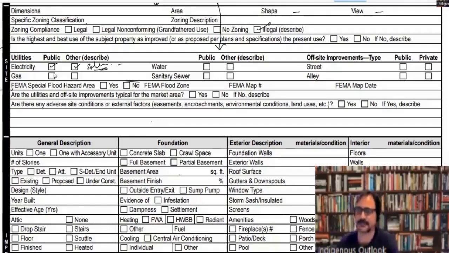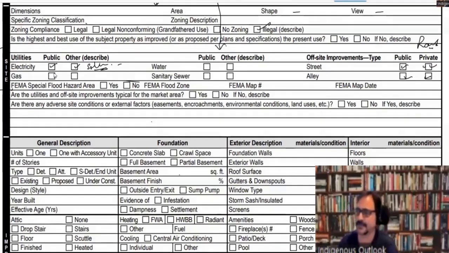Off-site improvement type. So street, how is the street, whether it's public or private. If it's public, that is fine. But if it's a private road or private street, then they might need to provide us the road certification as well. Who is maintaining that road? Alley, is it public or private? If it is private, then we need to see the photograph whether it's properly maintained.